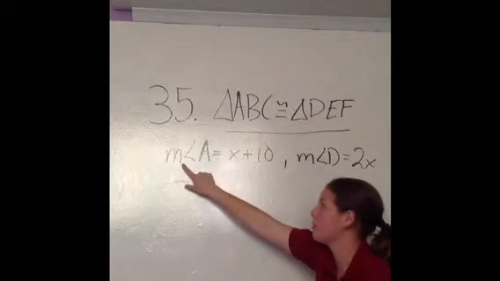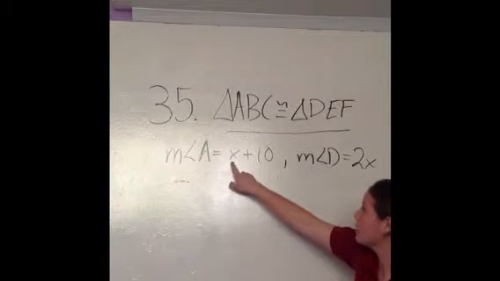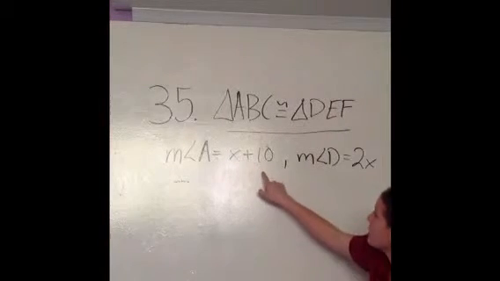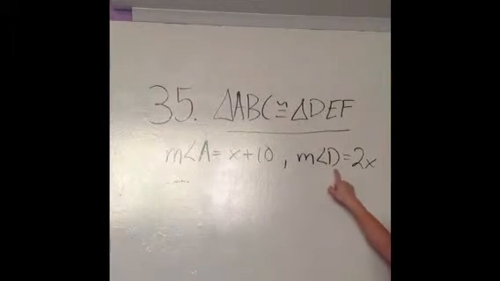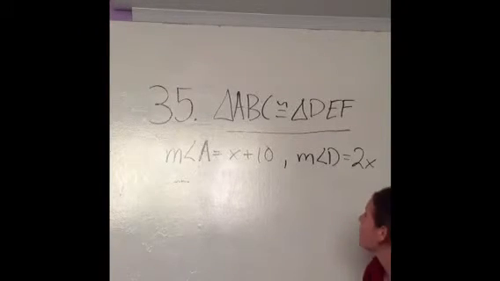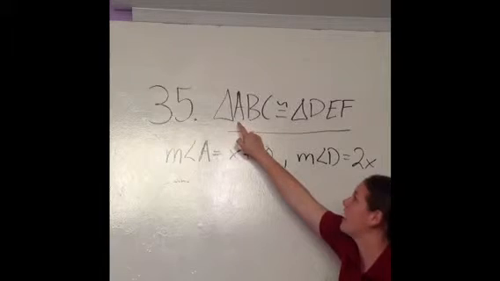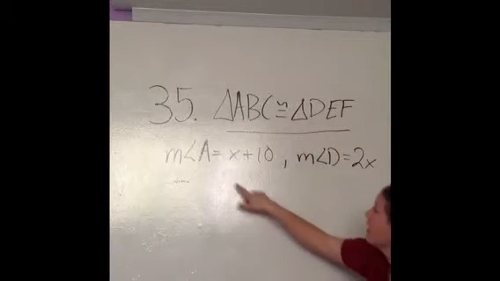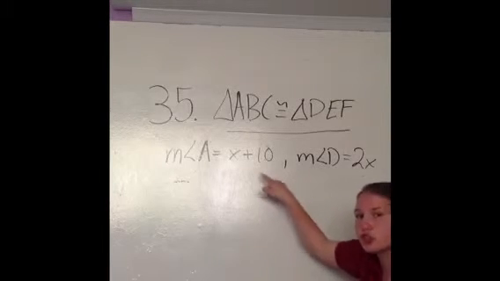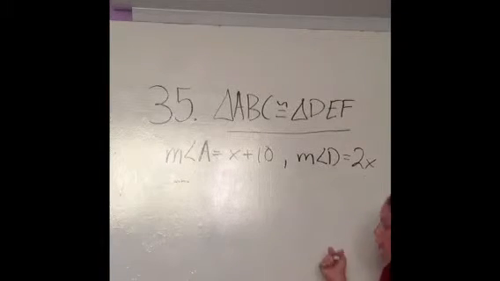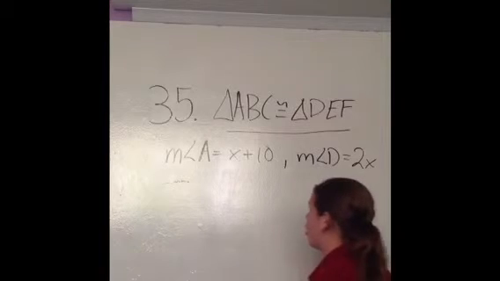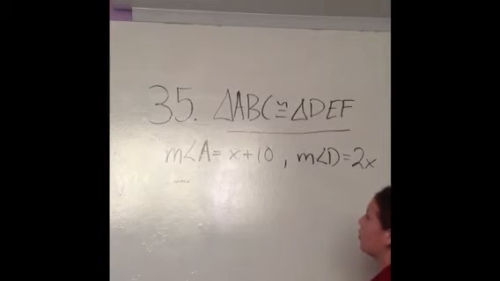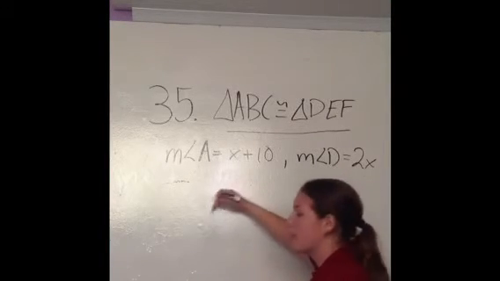So, we are given that the measure of angle A is equal to x plus 10, and that the measure of angle D is equal to 2x. Now, because the congruent statement says that angle A should be congruent to angle D, then the measures of those angles should also be congruent. So, now we have to solve for x and then plug it into our equation to find the measure.